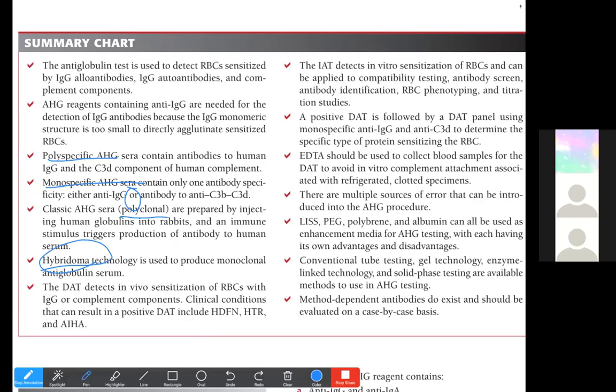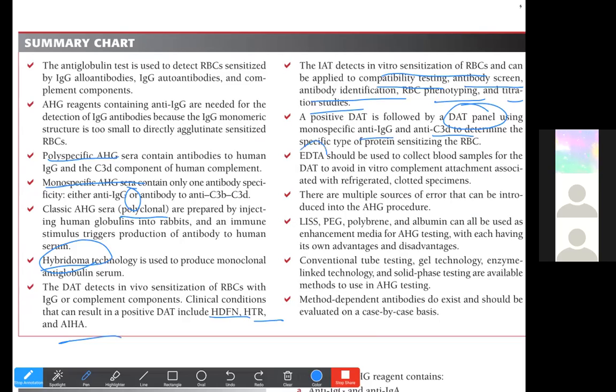Then the DAT detects in vivo sensitization of RBCs with IgG or complement, and this would detect HDFN, HTR, and autoimmune hemolytic anemia, and the IAT would detect in vitro sensitization of cells, and this is used for compatibility testing, antibody screening, identification of antibodies, RBC phenotyping, and titration studies. Now, a positive DAT is followed by a DAT panel. We have a DAT panel that would check the specificity for whether it's IgG or C3d, and whether it's warm or cold autoimmune hemolytic anemia, or whether it could be polyspecific, or paroxysmal cold hemoglobinuria, or CAS.